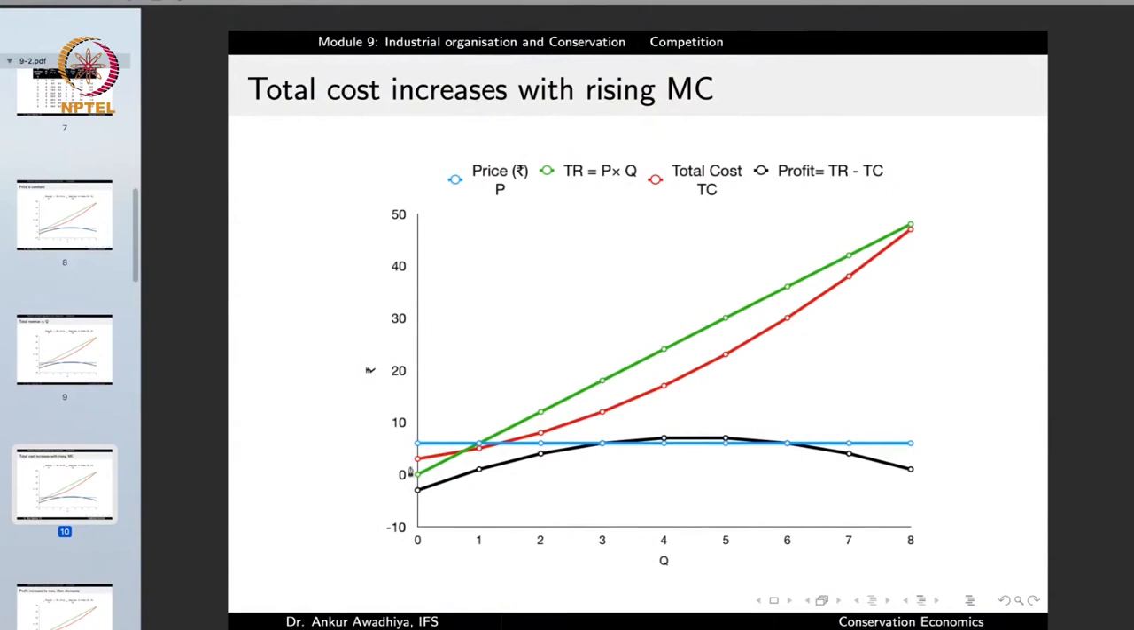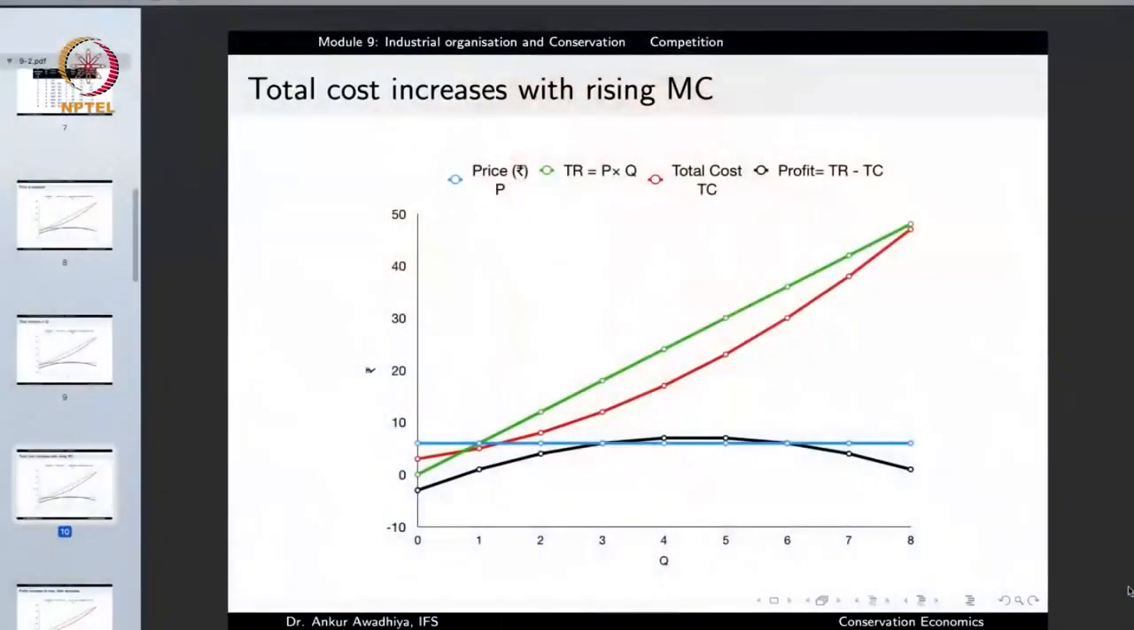Now, the total cost curve shown in red, it does not start from zero, but it starts from a finite value. And that finite value is the fixed cost. So when zero quantity of things are being produced and sold, even then there are certain fixed costs, and those fixed costs will show themselves in the total cost.